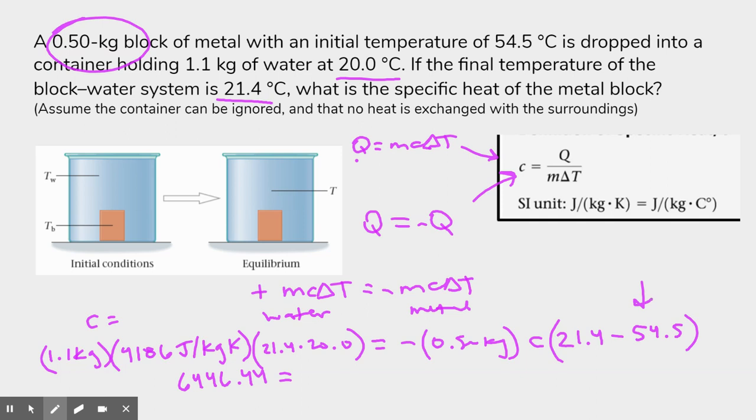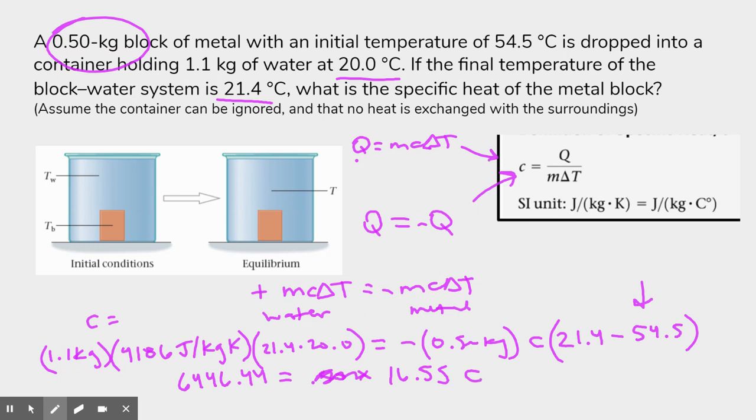So we're just going to end up with 0.5 multiplied by, and I have my calculator here. So 21.4 minus 54.5. That would be 33.1 times 0.5. Okay, so this would be equals 16.55 C.